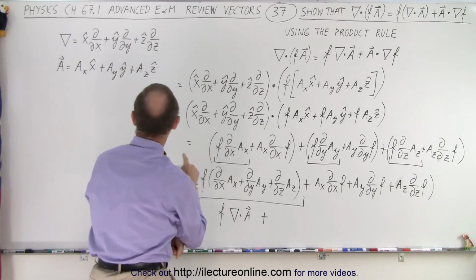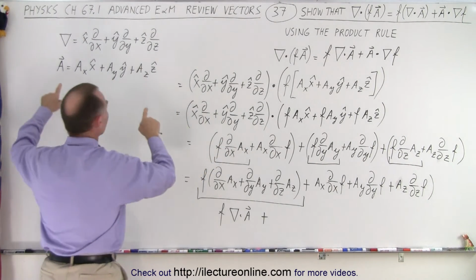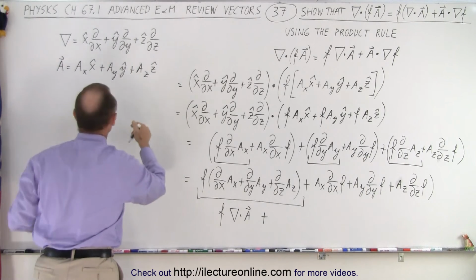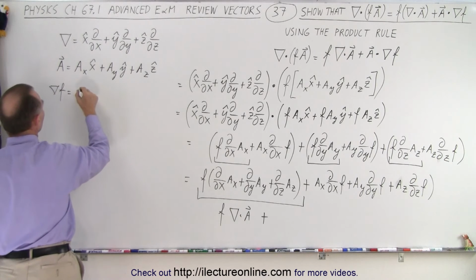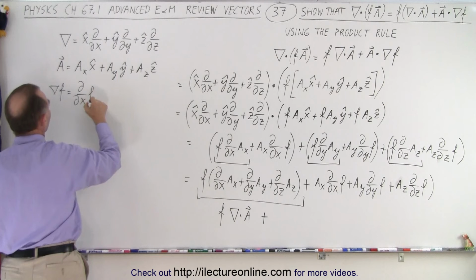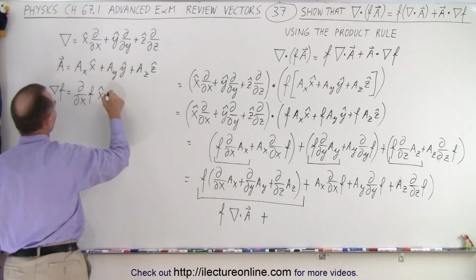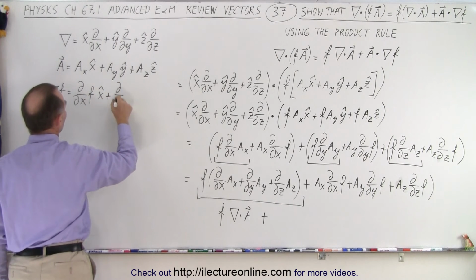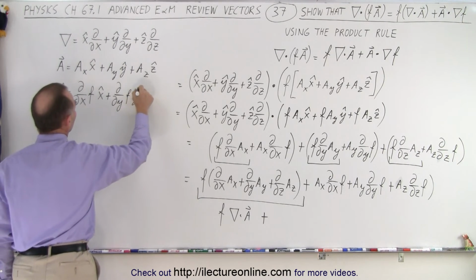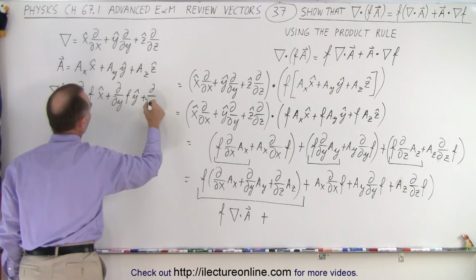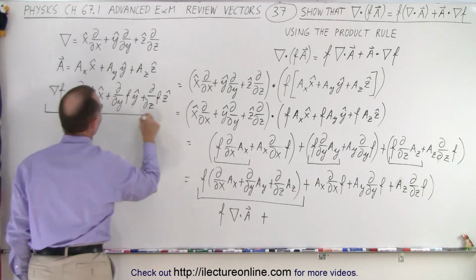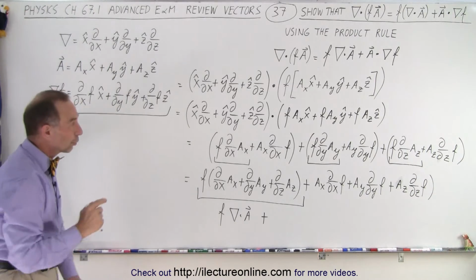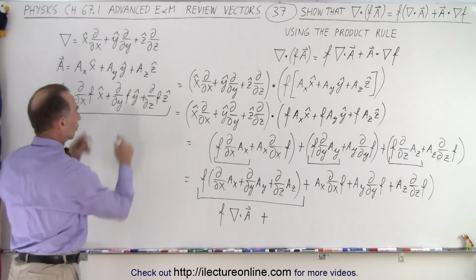Well, remember that if we're going to do that, let's take a look here. Let's write down the gradient of f. So the gradient of f is equal to the partial derivative with respect to x of f, and of course then we have the x unit vector, plus the partial derivative with respect to y of f times the y unit vector, plus the partial derivative with respect to z of f times the z unit vector. So remember that this is the definition of the gradient of a function, and we get a vector quantity.